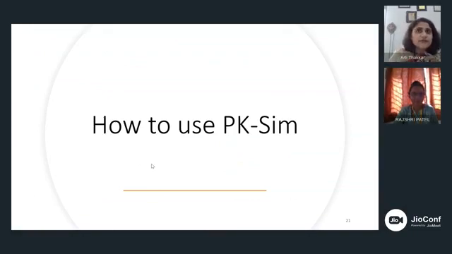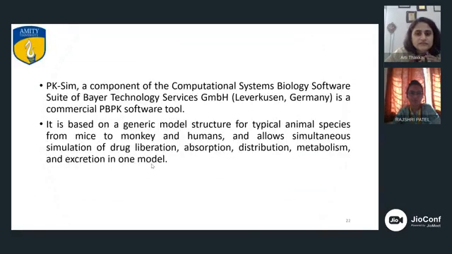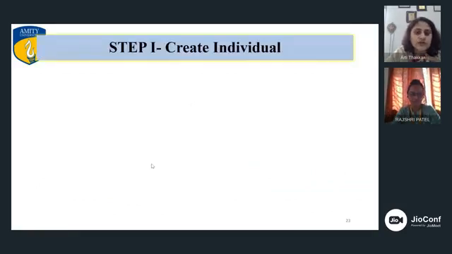I'll very quickly switch to this, how you can use PK-Sim. We are going to organize some workshop on utilizing PK-Sim. So if anybody is interested, just keep track of my LinkedIn, so you would be able to see it. PK-Sim is software by one of the known companies, Bayer Technology Services, Germany, and they have developed this software. Interestingly, this software is freely available. You can use it, but of course, you need to learn how to use it.